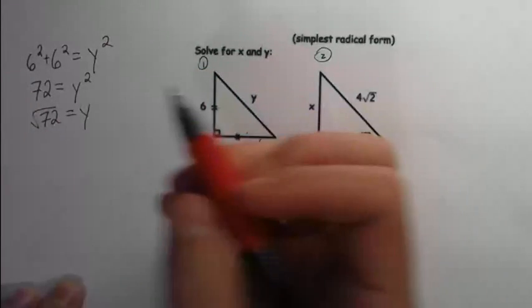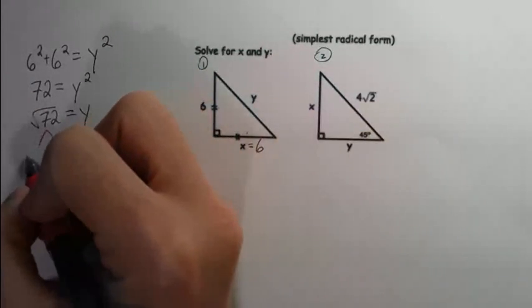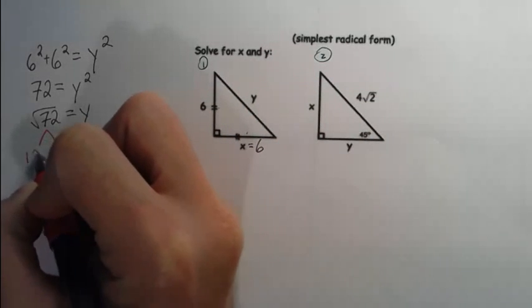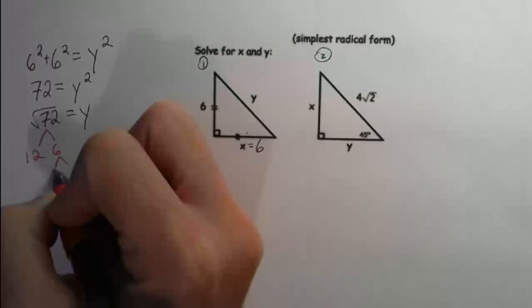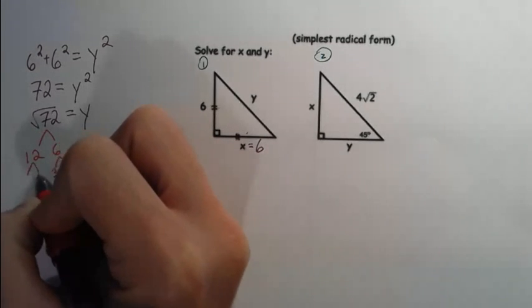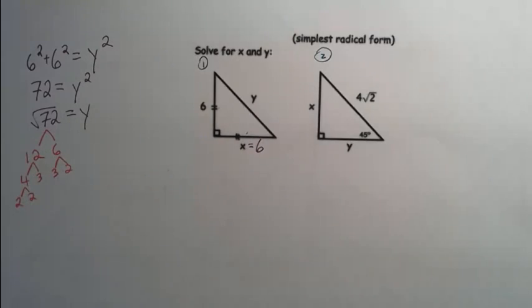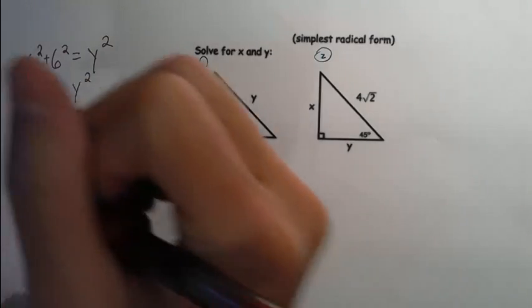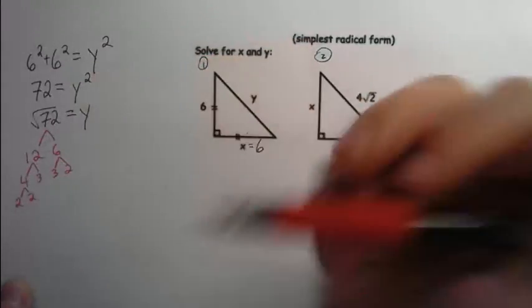if possible. So if I do our tree method here, we have 12 times 6. 6 is 3 and 2. 12 is 4 and 3. And then 2 and 2. So our tree is done. We have 3 2s and 2 3s.